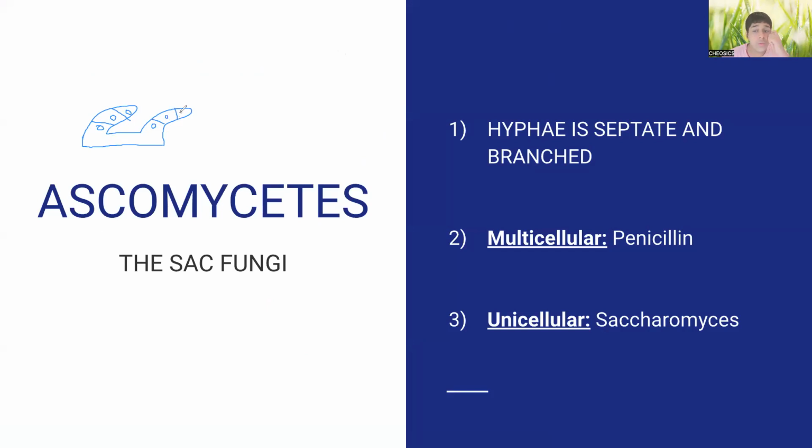So we know what septate is. What is branched? Nothing. Branched is just like a tree branch. So more hyphae will branch out of one hypha. So this is how your ascomycete looks. This is how an ascomycete looks.